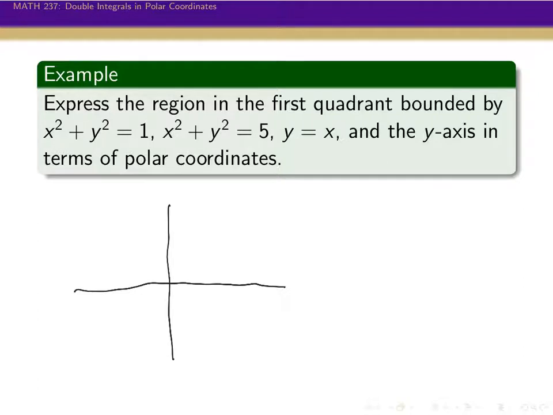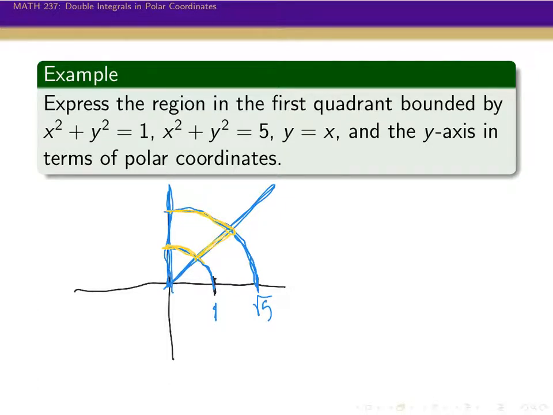Okay, so we've got 2 circles, x squared plus y squared equals 1. That has radius 1. x squared plus y squared equals 5. That's going to have radius square root of 5, which is a little bit more than 2. And so those are the 2 circles in the first quadrant. y equals x is splitting the quadrant down the middle. And then the y-axis is right here. And so the region that we have in here is right there.